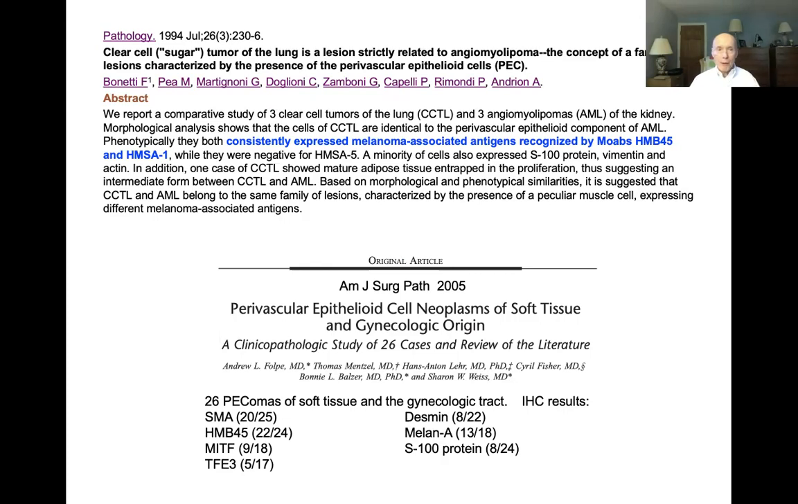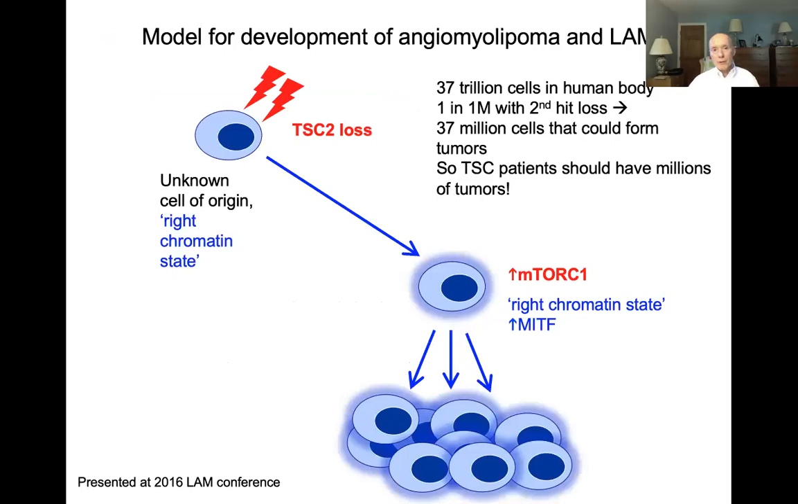And this was followed up by another study by Andrew Folpe, in which he studied 26 PEComas, including AML, and found that, again, HMB45 was very consistently expressed. MITF and TFE3 were also expressed in a number of these tumors, and so was Melan-A, another protein downstream of MITF in melanocytes. So this led us to consider that perhaps transcription factors were very important in the generation of tumors that occurred downstream of TSC2 loss, as shown here.